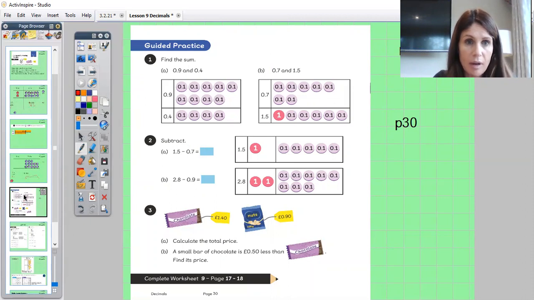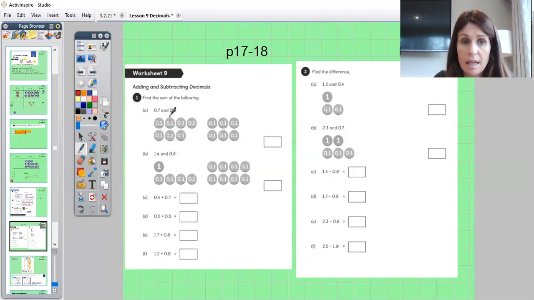Let's have a look then. So guided practice, it's given you the counters to help you for these at the top. So find the sum, there's that language there, that's really important. Subtract, you know what that means, we've got to take away. Calculate the total price, so all of this language is really important. So you can use your drawings, you can draw bar models if that helps you, anything at all that helps you to work these out. Then your workbook, you're doing the same. So you're carrying on thinking about the sum of, finding the difference. You can do your bar models if you want to.